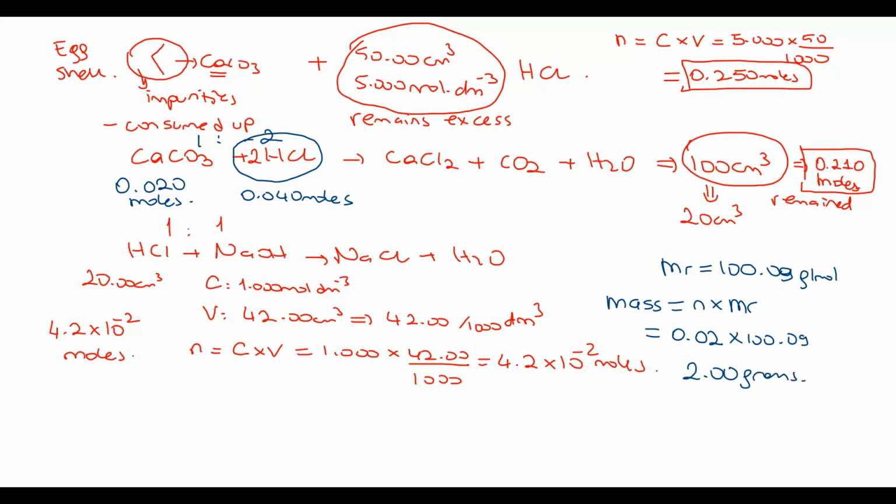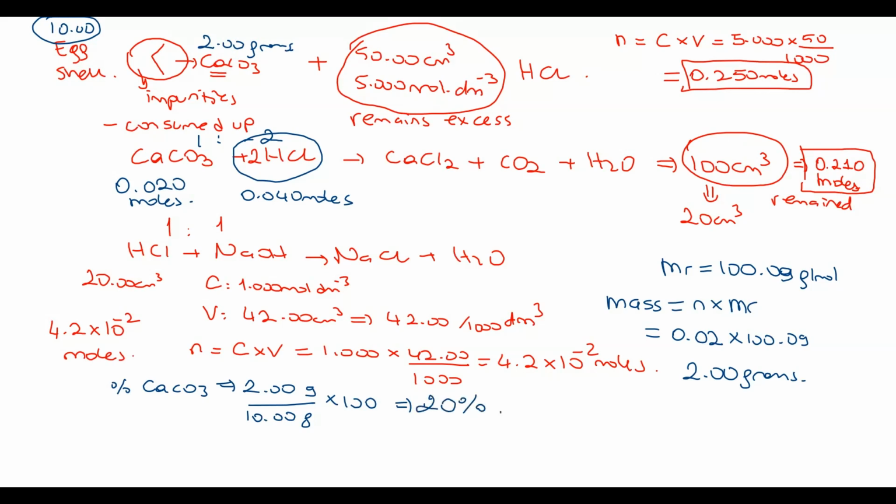The initial eggshell was 10 grams and calcium carbonate is 2 grams. It means 8 grams of impurities are found in the eggshell. So what is the percentage of calcium carbonate in the eggshell? You divide the mass of calcium carbonate by the mass of eggshell, multiply by 100, and you find it as 20%.